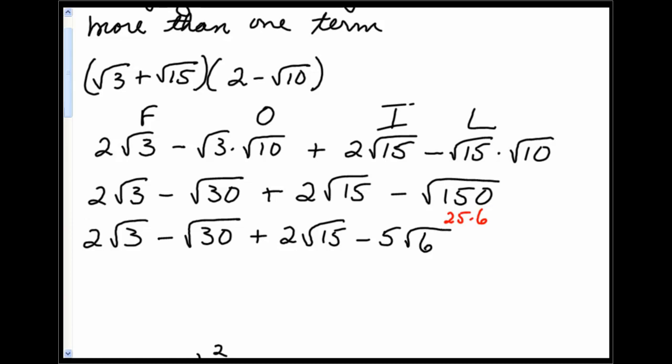Now, can we combine any of these terms? And the answer is no. They are not like radicals, none of them. They all happen to be square roots, but the radicands are all different, so there's no further simplifying, and you're done.